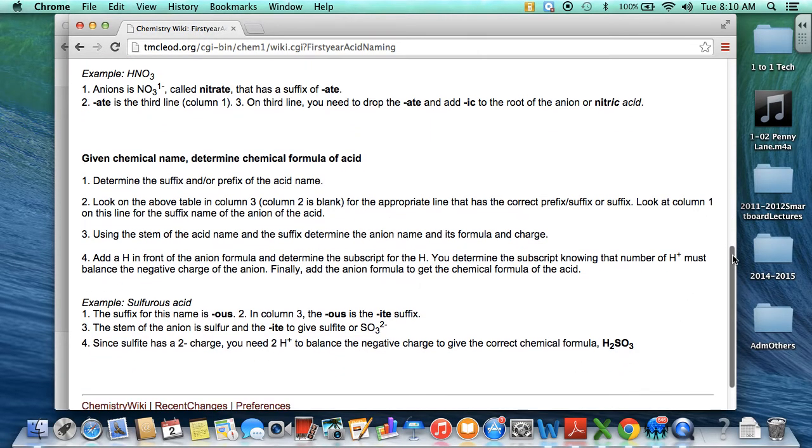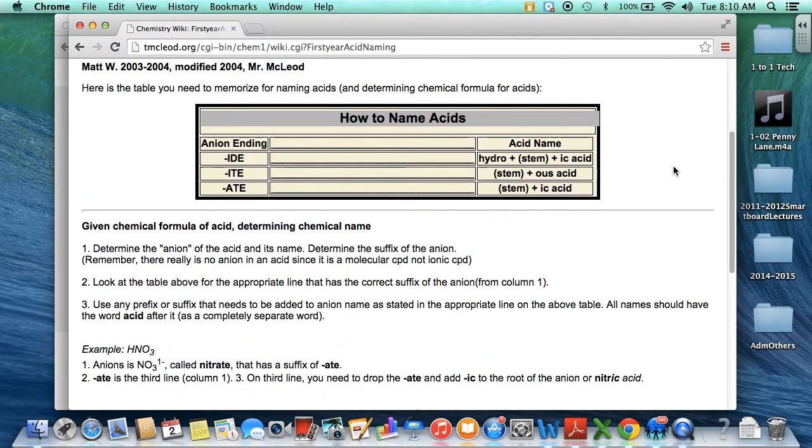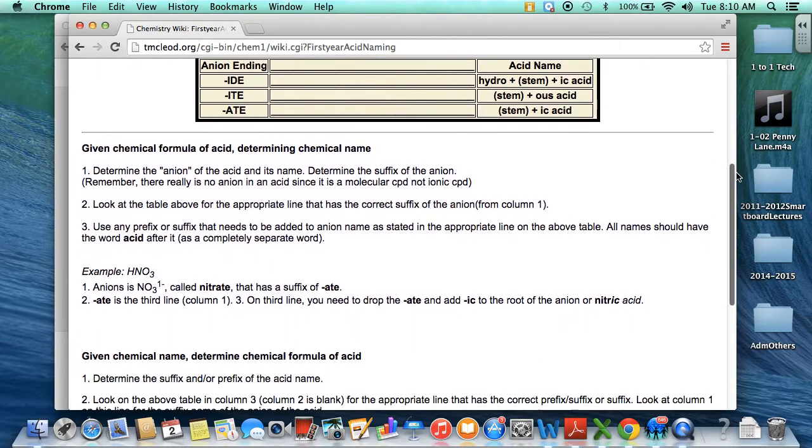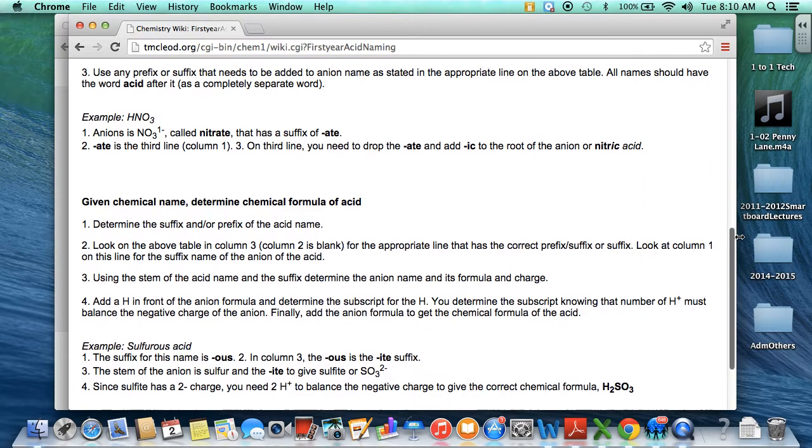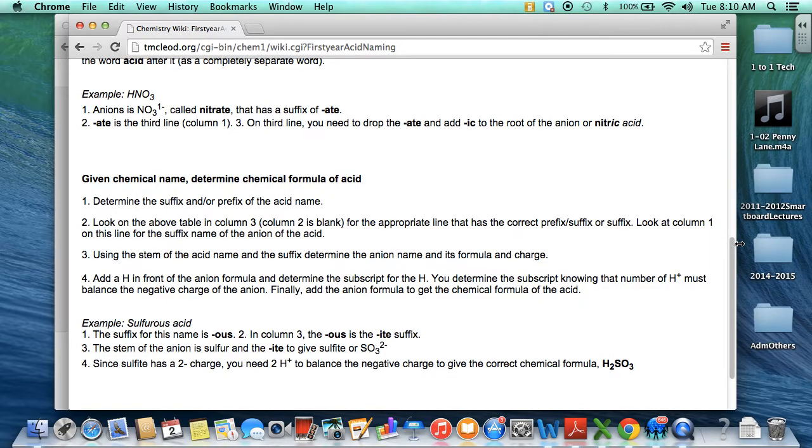If it was something like hydrochloric acid, in that case it's hydro and ic, so the anion name would end in IDE, so it would be chloride, Cl1 minus, and you need 1 H plus to counterbalance the 1 minus. So the chemical formula would be H1Cl1, or HCl. That's the chemical formula for hydrochloric acid.